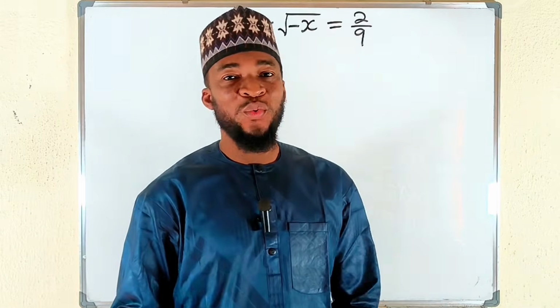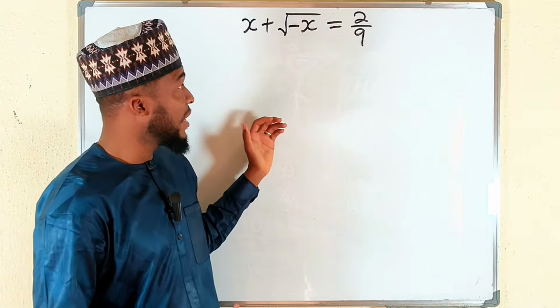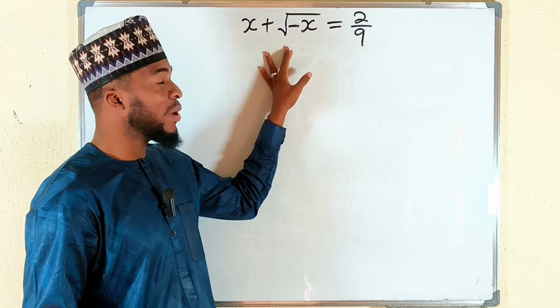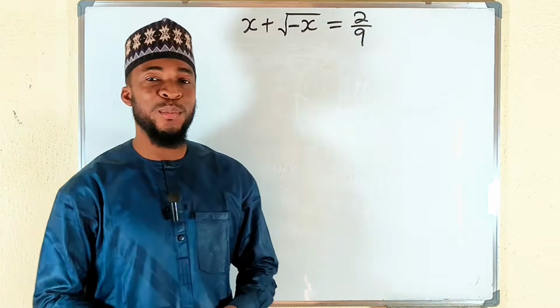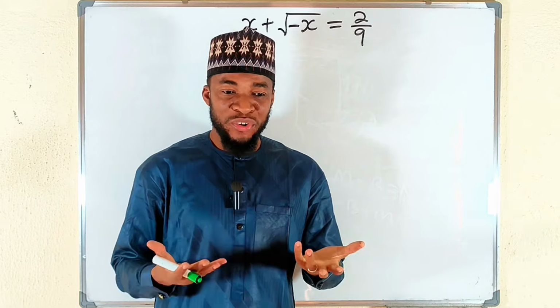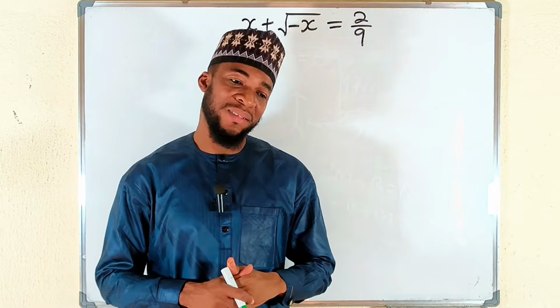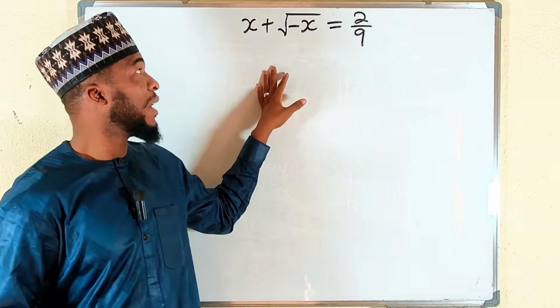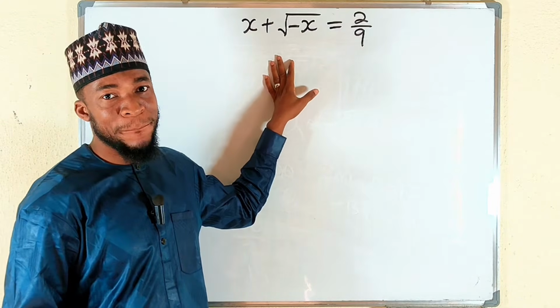Hello everyone, we have a very simple radical equation here to solve, which is x plus the square root of negative x equal to 2 divided by 9. But I would like to ask you this simple question. Which approach, which method do you think is best for solving this particular type of problem?